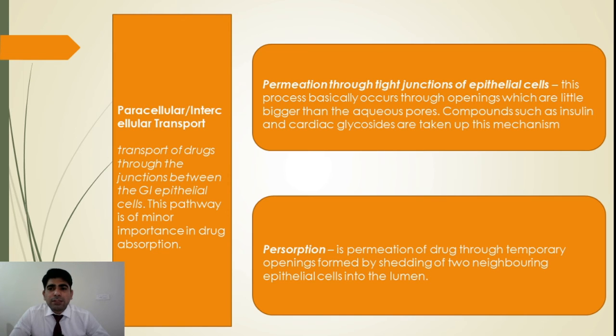Permeation through the tight junction means the spaces available between two cells, or you can say the pore-like passages available between cells. When drugs enter these spaces and reach the other side, it is called permeation through tight junctions. And persorption means when the drugs pass through a temporary opening formed by the shedding of two neighboring epithelial cells into the lumen. Got it?